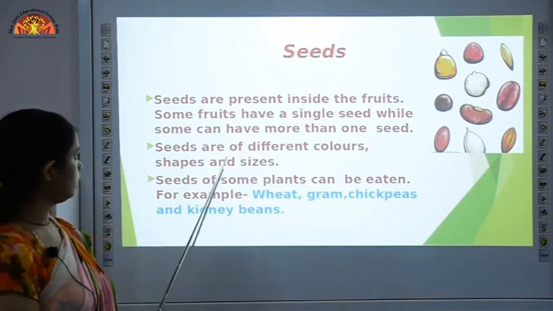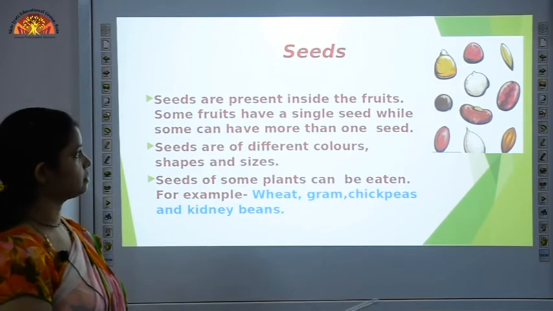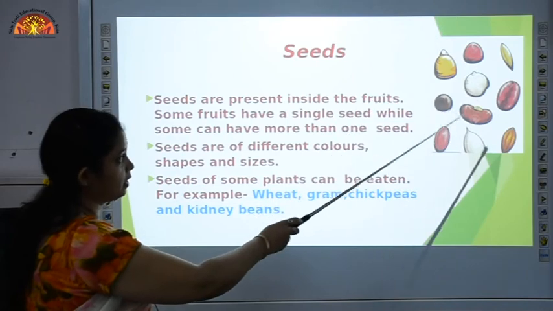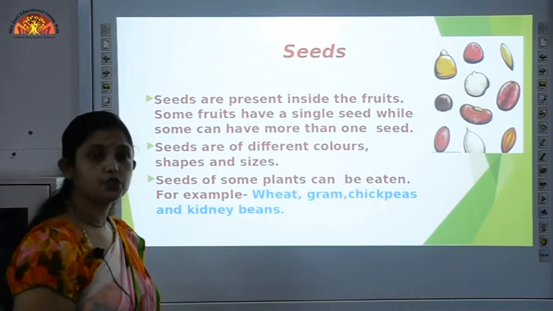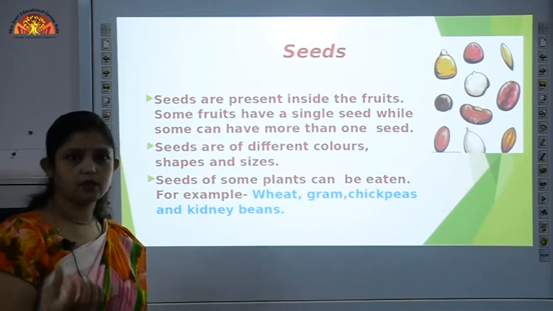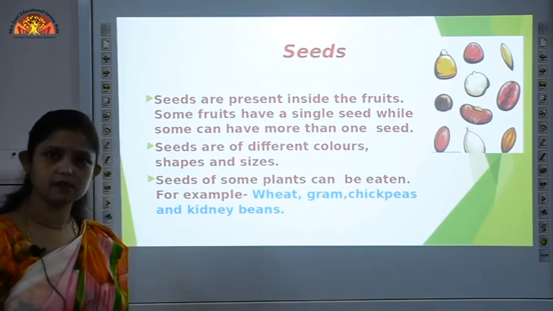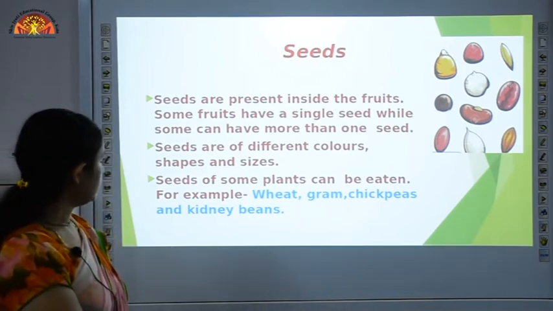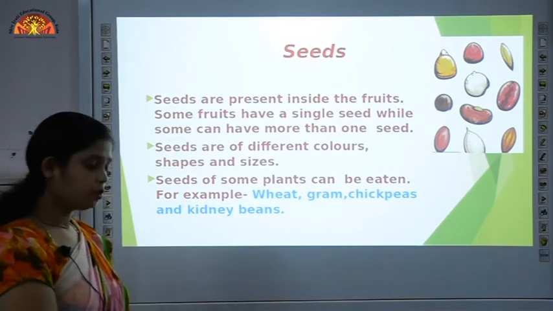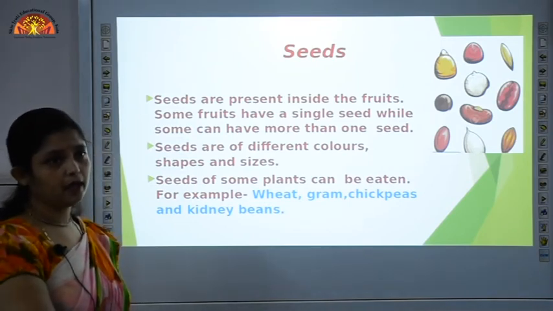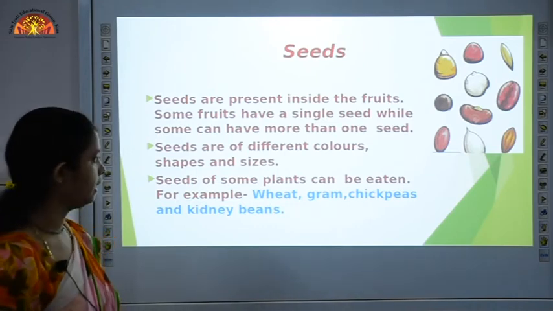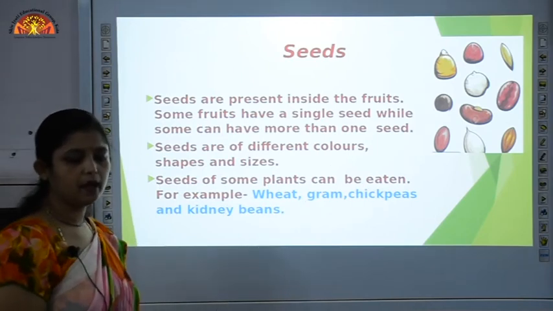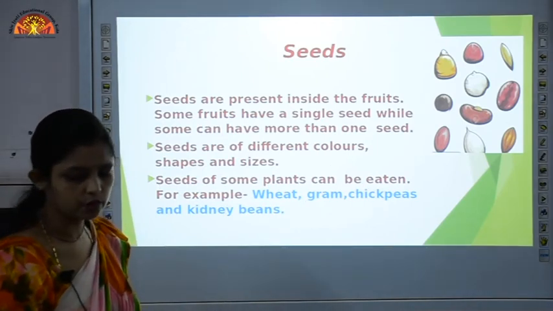Now seeds are again of different colors, shapes and sizes. As you can see in the picture, kidney bean seeds are there, then chana seeds which are called chickpea, peas are also there. So they are all different in shape, sizes and colors. Seeds of some plants can be eaten. Seeds also store food, and in some plants we eat seeds directly, like wheat, gram, chickpeas and kidney beans. In these plants seeds are eaten as food.